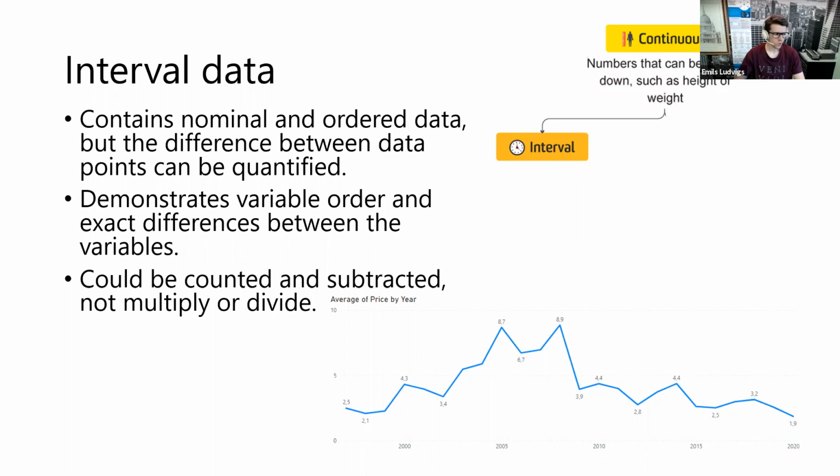And what does it mean? This means that for this interval data, for example, I have the price by year, and I can quantify this price, like in 2005 and then 2006, and the difference between 2005 and 2006 is all the time 365 days. This means that the difference between two data points is all the time equal. And this could be counted and subtracted, but not multiplied or divided.